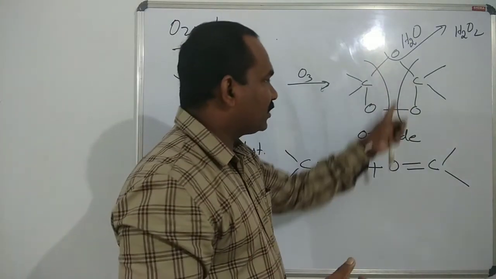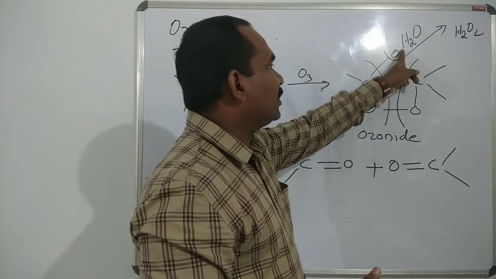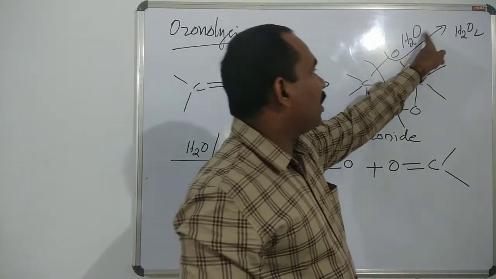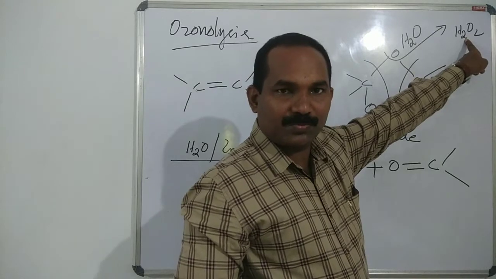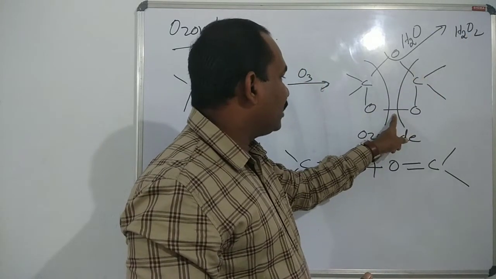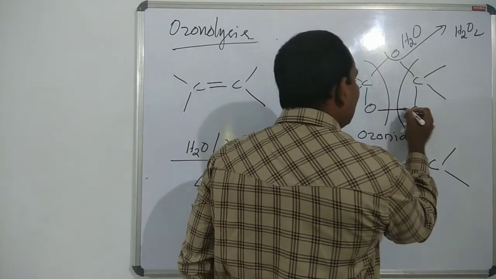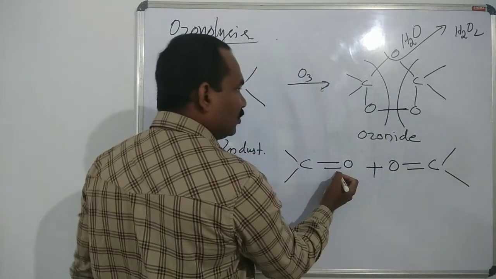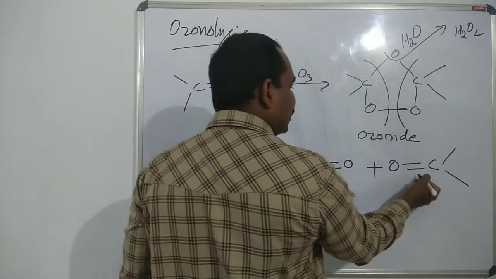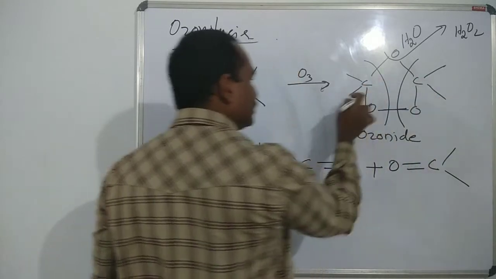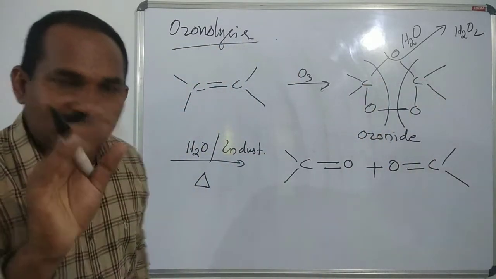When we heat or boil with water and zinc dust, zinc powder, the bond breaks like this. The oxygen is taken by water, it becomes H2O2. This bond breaks, the bond comes here, C double bond O. And this bond comes here, C double bond O. And two valencies are there. A very simple example.